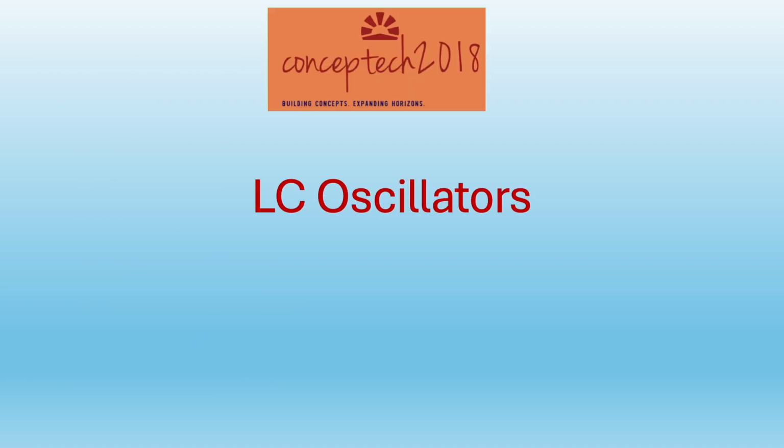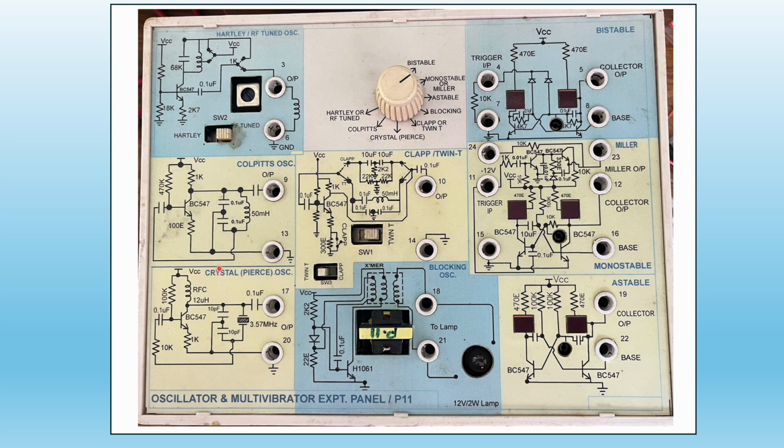The next assignment is LC oscillators in this series of oscillators, and this experiment is performed on this kit. You can observe that on this kit we have all the oscillators connected. We have Hartley Oscillator, RF tuned oscillator, Colpitts Oscillator, then we have Crystal Oscillator, we have Clapp Oscillator, and 20 oscillator, which we have already seen. With the help of these two switches we select either 20 or Clapp Oscillator. Then we have this blocking oscillator here. Then these three multivibrator circuits are also given, and this is the switch with the help of which we select one of the oscillators, and switch position decides which oscillator will give us the output. So let's do the experiment.